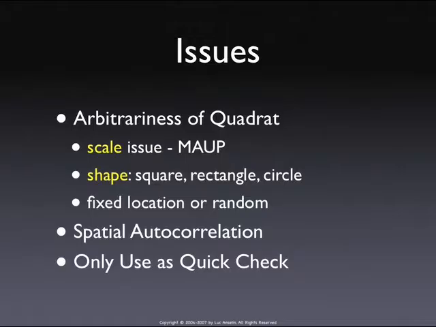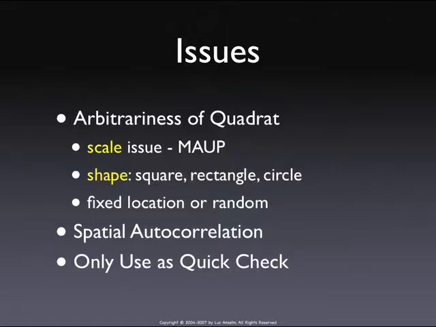Should we take squares or rectangles or circles? A third issue is, should these locations be fixed or should they be random? In some of the early literature on quadrat counts, there were also test statistics based on randomly placing, say, 40 squares of unit area over the point pattern and then counting in those.